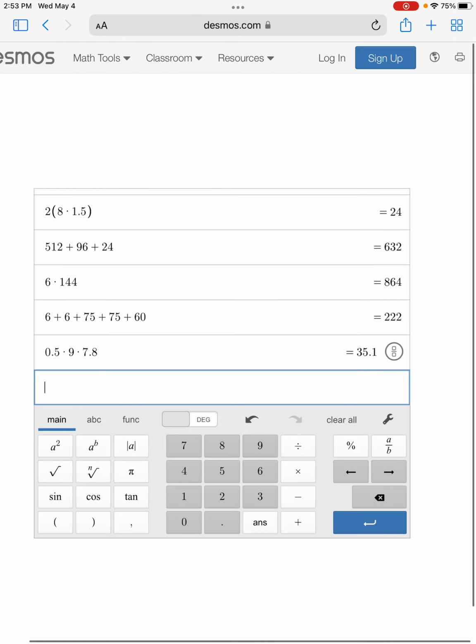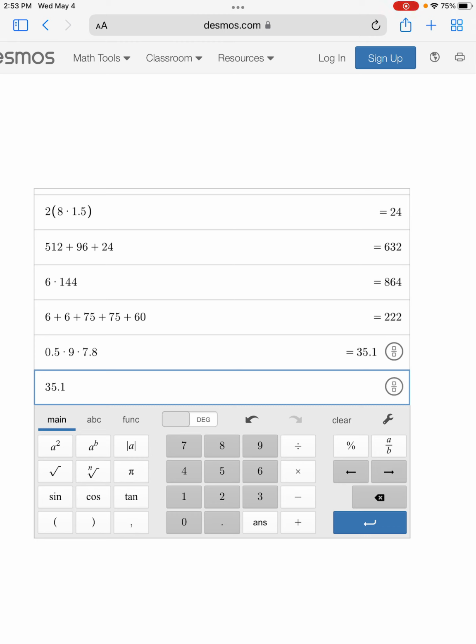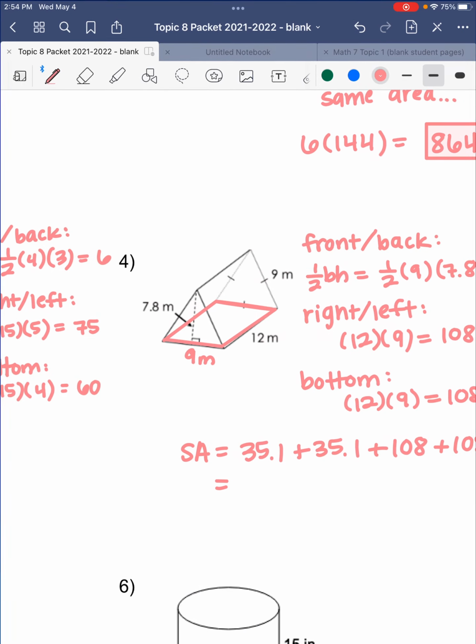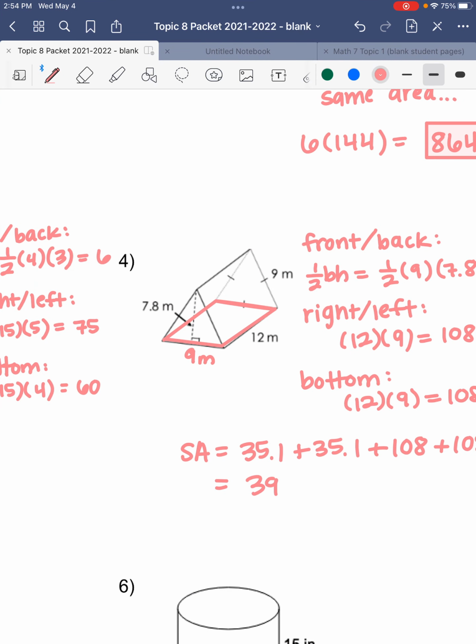So we have 35.1 plus 35.1 plus 108 plus 108 plus 108, and I get 394.2. So the surface area is 394.2 square meters.